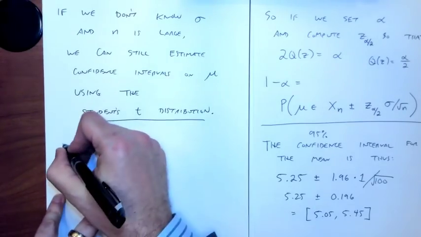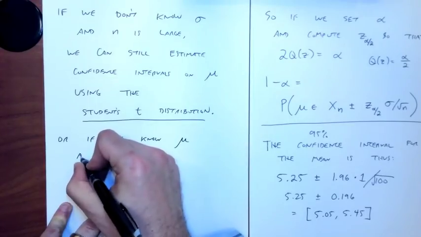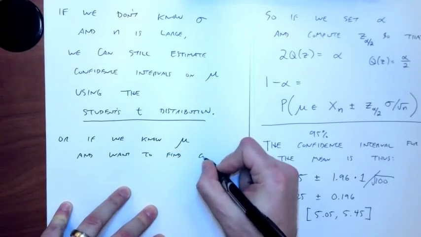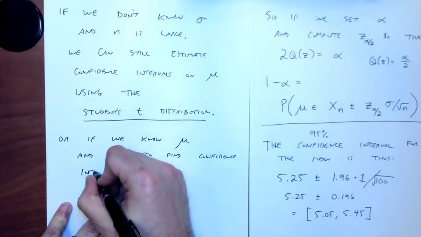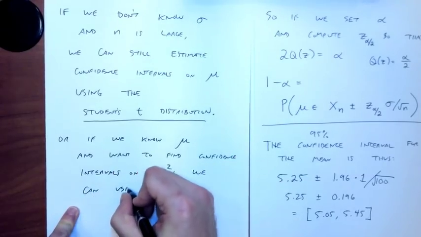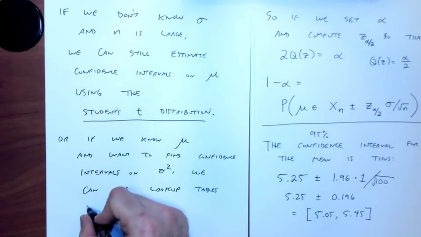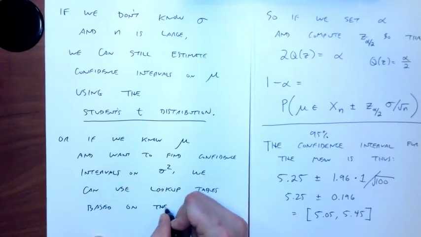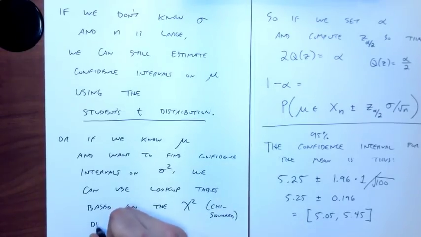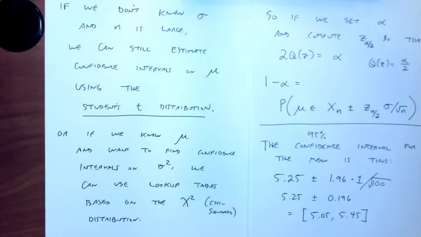Or the other way around, if we knew the mean and wanted to find confidence intervals on the variance, we can use lookup tables based on the chi-squared distribution. So all these kinds of problems are just variations on a lookup table, right?